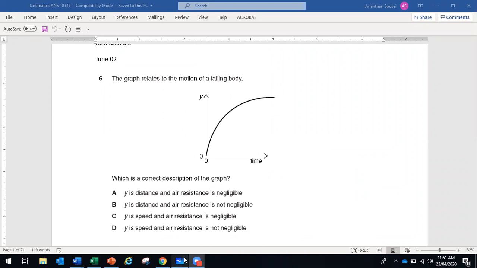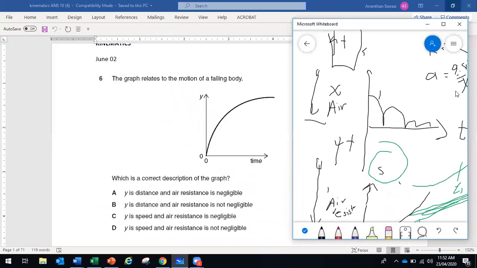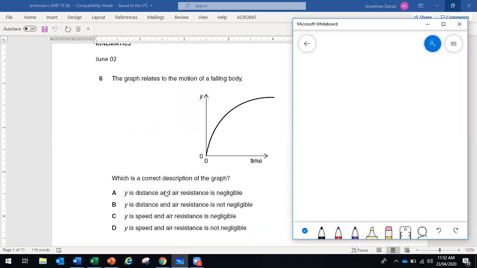How does the graph look like for the first one? The distance versus time, air resistance is negligible. Air resistance negligible is an ST graph. How should the graph look like? It should go like this, right? So A cannot be the answer. For the case of A, this is how the ST graph should look like.